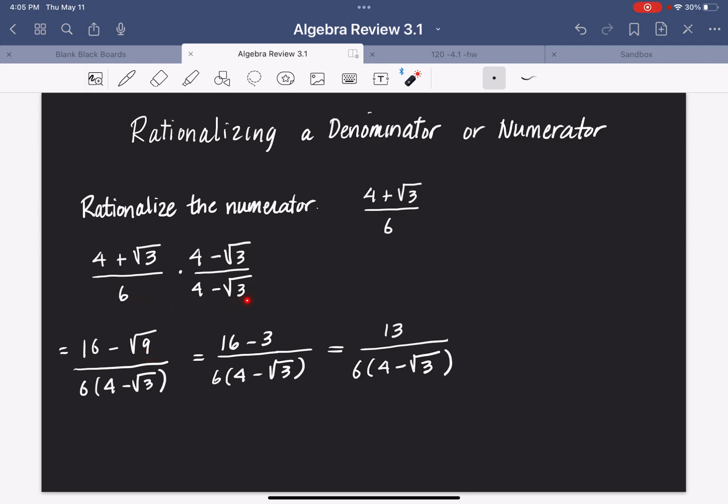On the denominator this time, I'm just going to leave it 6 times 4 minus the square root of 3. Reducing my numerator, the square root of 9 is 3, so I get 16 minus 3 is 13. And this is now over 6 times parentheses 4 minus the square root of 3. Now, since 6 will not divide evenly into 13, I'm finished, and this is my answer. It has a rational numerator because there are no square roots in my numerator.